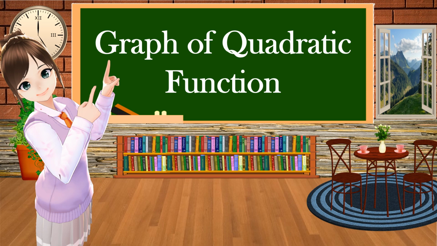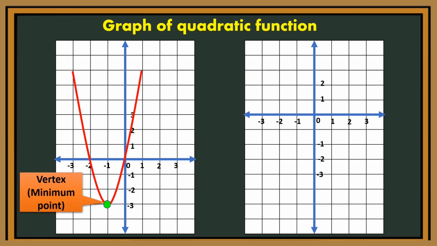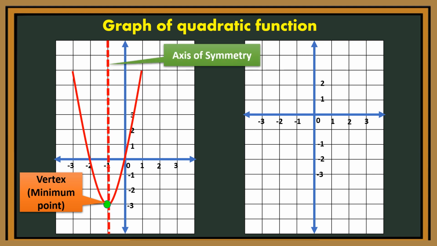And this time, we're going to discuss the graph of quadratic function. The graph of quadratic function is a smooth curve called parabola. If the parabola opens upward, the vertex is the minimum point. That is the vertex. And then, kung nasa ng vertex, doon tayo magdodraw ng axis of symmetry. What is axis of symmetry? It is a vertical line that divides the parabola into two equal parts.